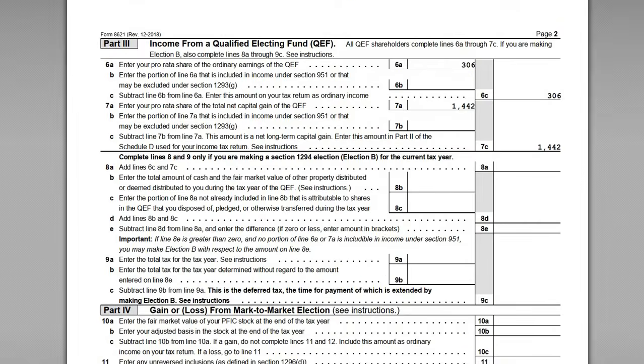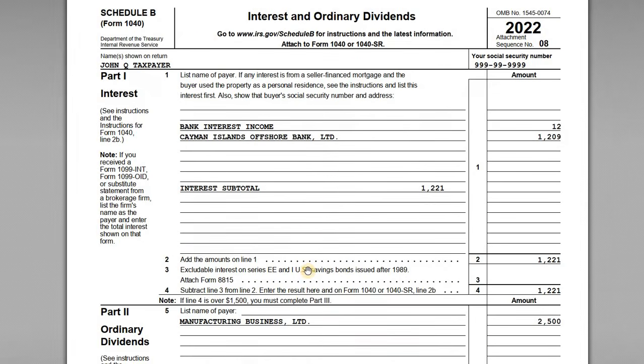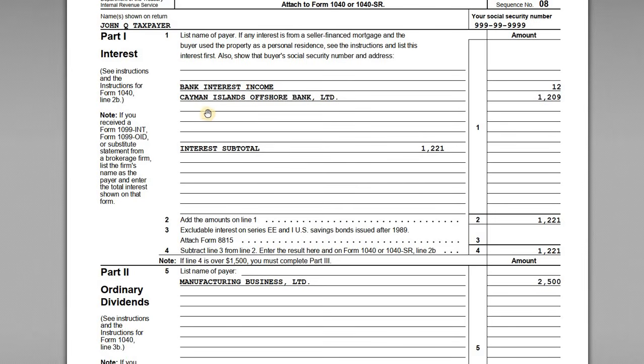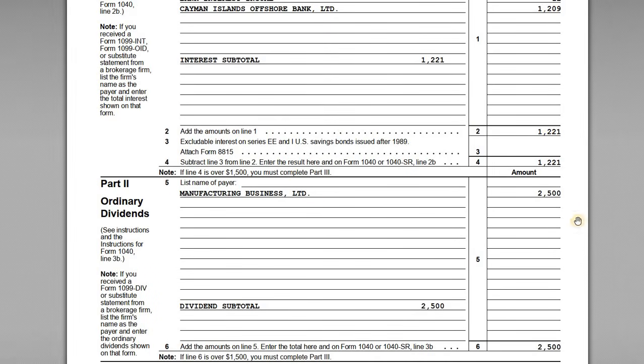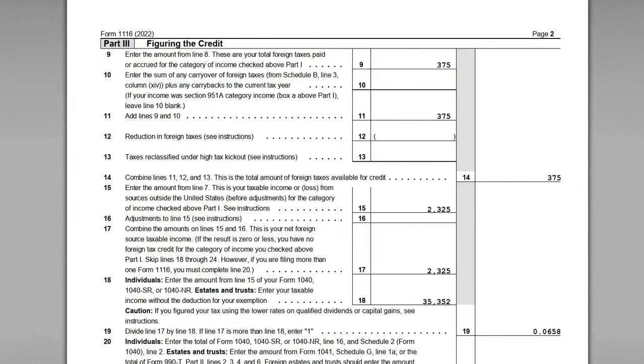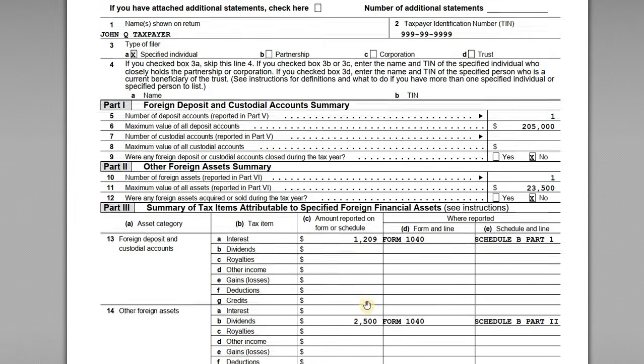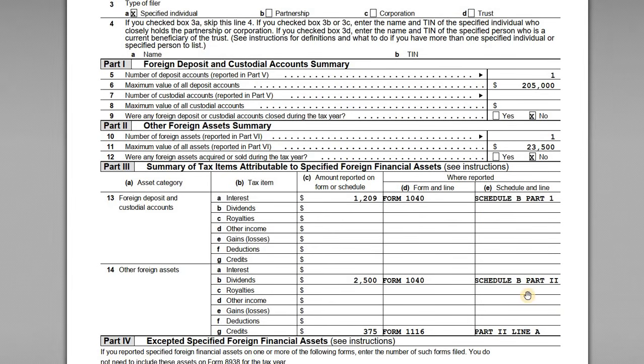So what we've done on Schedule B, if I jump up to Schedule B, we can see here in Part 1, the interest, we've reported the interest income from that offshore bank, right? And we've also reported the dividend income from that South African manufacturing business. And so when you complete the 8938, after it's reported on your return, you have to indicate kind of what line item and what schedule it's flowing to. So in the foreign deposit and custodial accounts, we've indicated $1,209 of interest income is being reported on the 1040 and specifically Schedule B, Part 1.